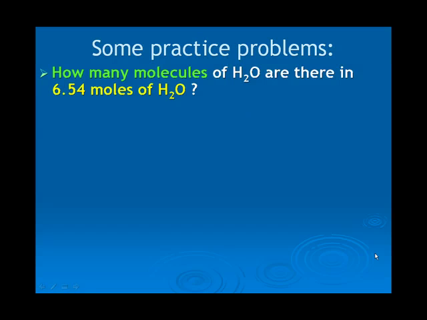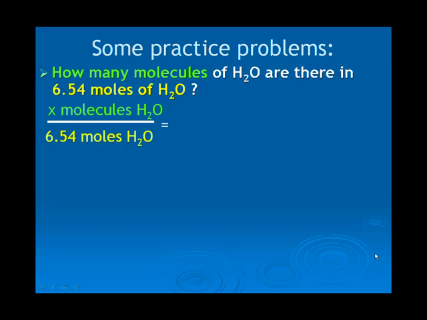Now, the problems are going to set up exactly the same way. What we're looking for is X. So I'm going to fill in X molecules of H2O. And underneath it, I'm going to put what I'm given, 6.54 moles of H2O.